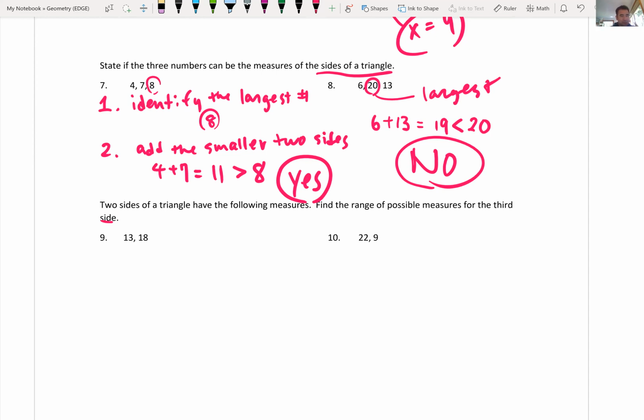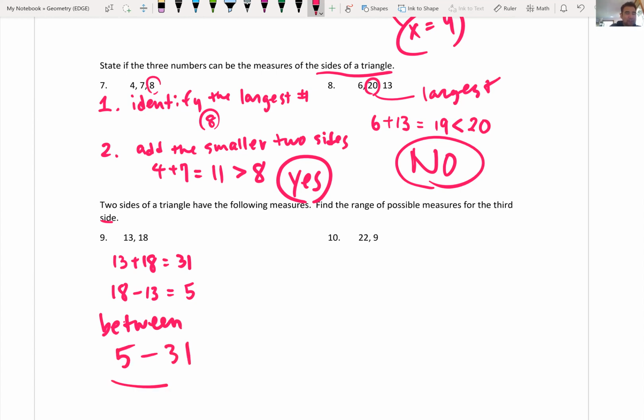And how do you get those two numbers? It's really simple. You just first add them. 13 plus 18, that's 31. That's the highest that you can go. Now, how do you find the lowest you can go? You subtract them, and you just pick the bigger number first. So you do 18 minus 13, and that's 5. So 5 is the lowest you can go. So it is between 5 and 31. Okay, so that will be the answer.